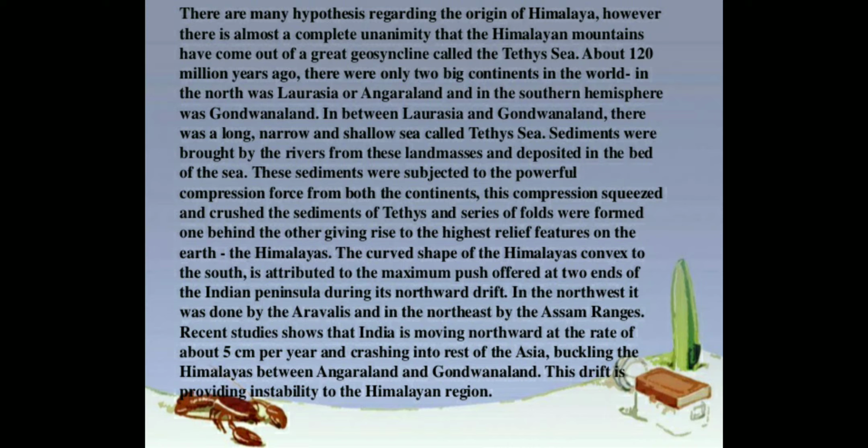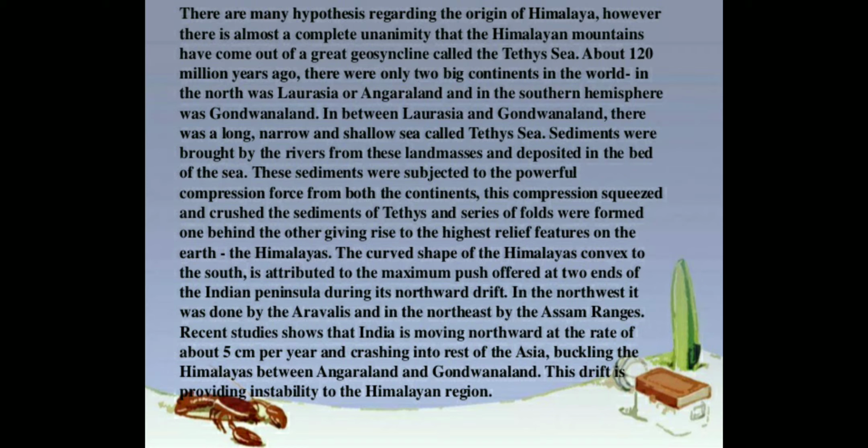Just imagine, only 2 big continents. Today we have got 7 continents. There are only 2 big continents. Who are they? In the north was Laurasia or Angara land. And in the southern hemisphere, you understand, you cut the earth into 2 continents only. In the northern part, you find Laurasia or Angara land, and in the southern hemisphere was Gondwana land.